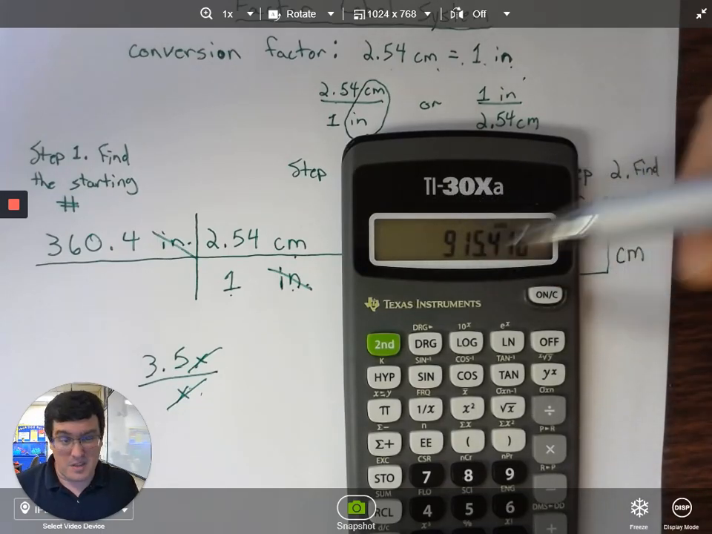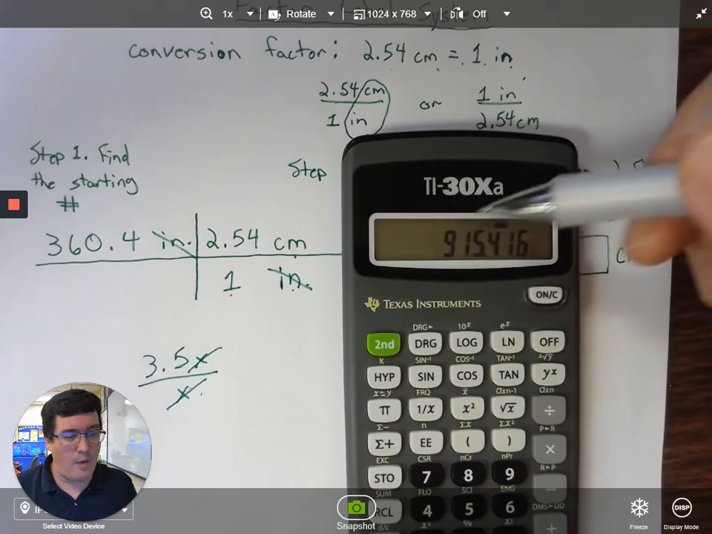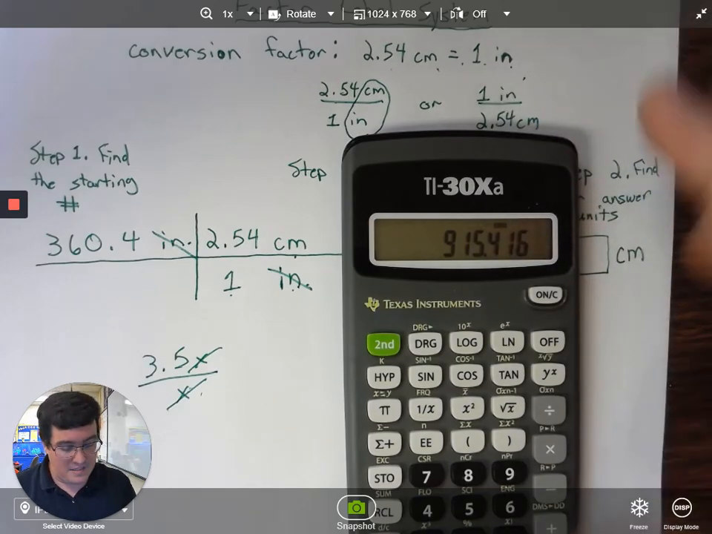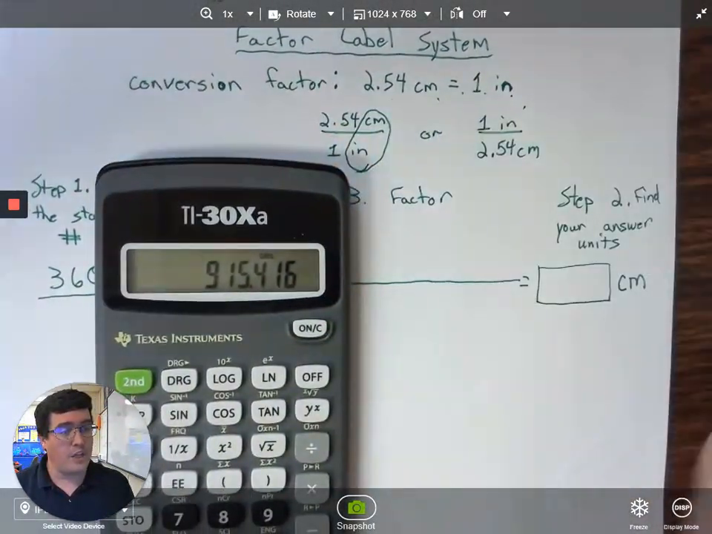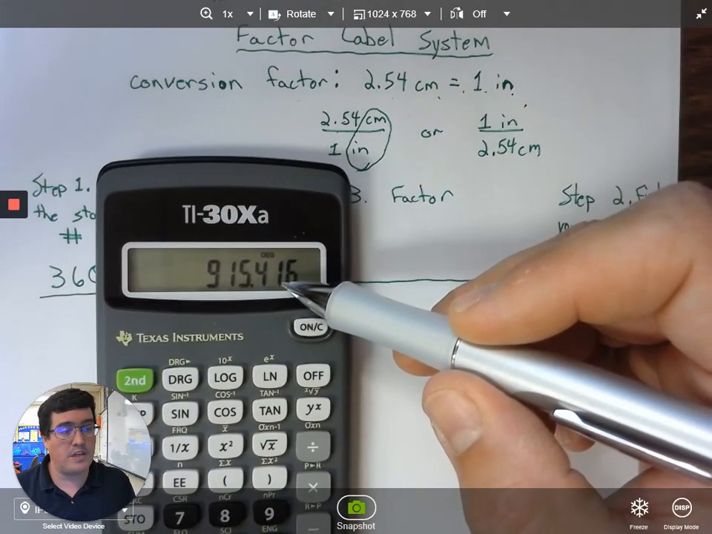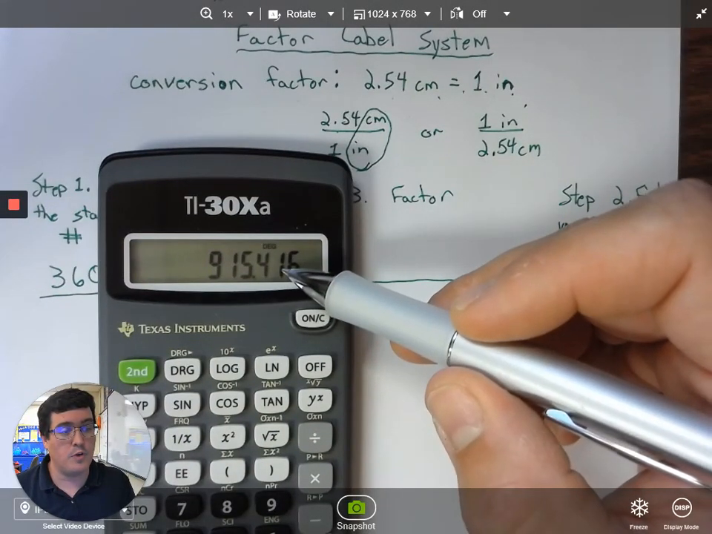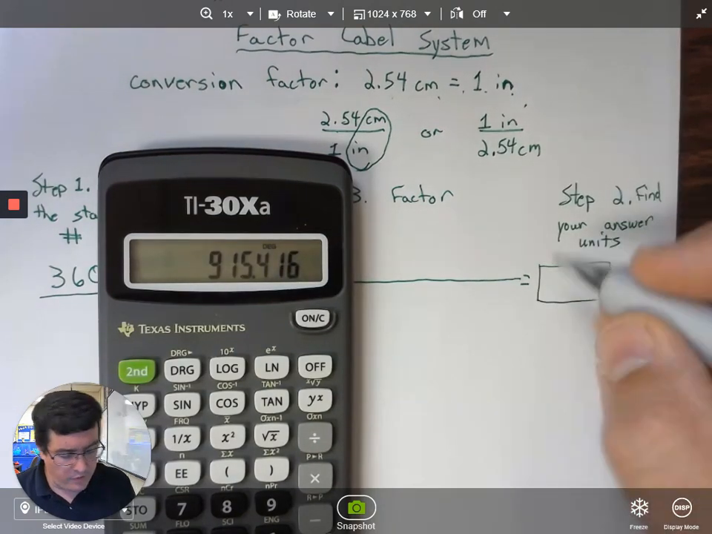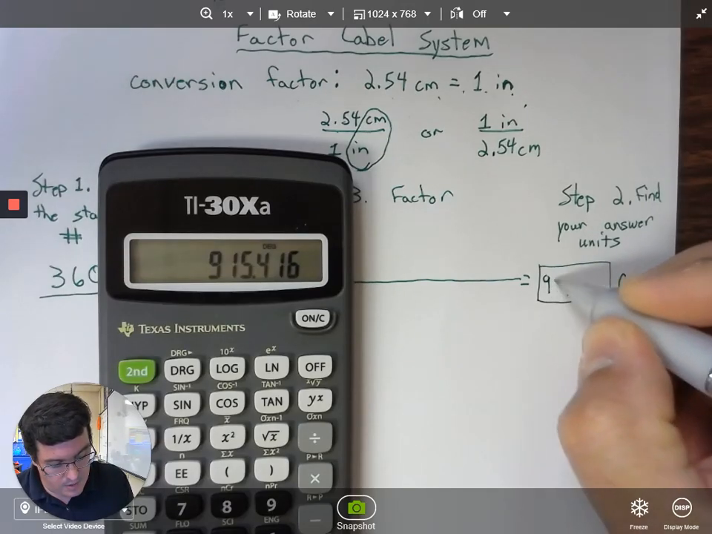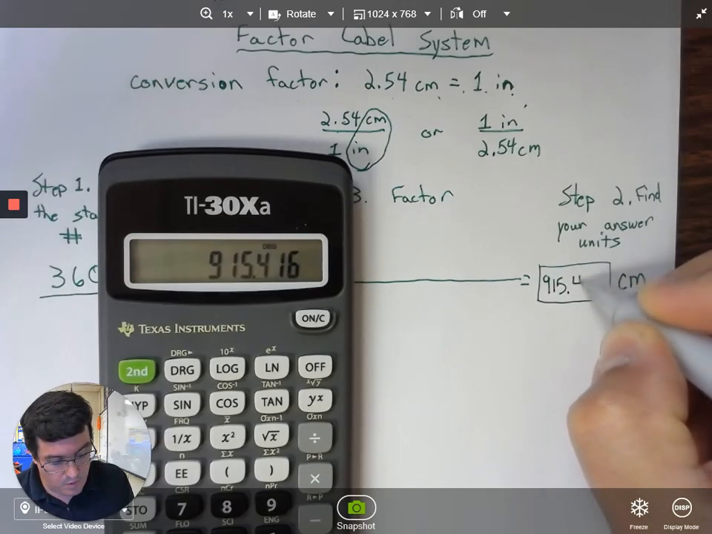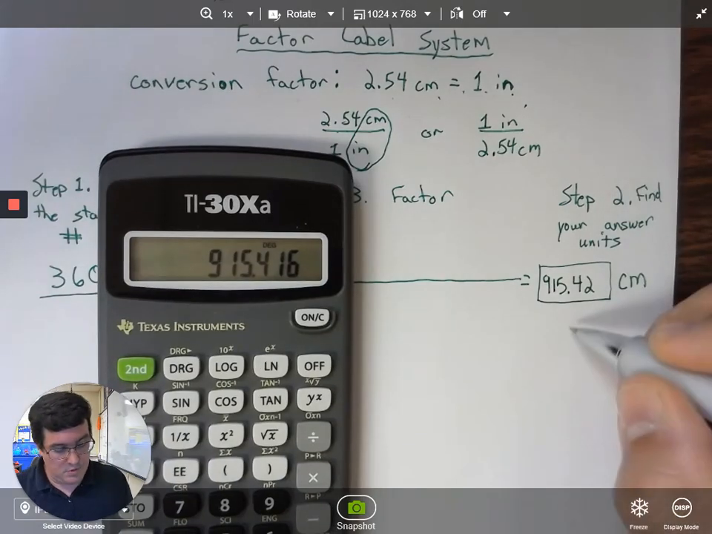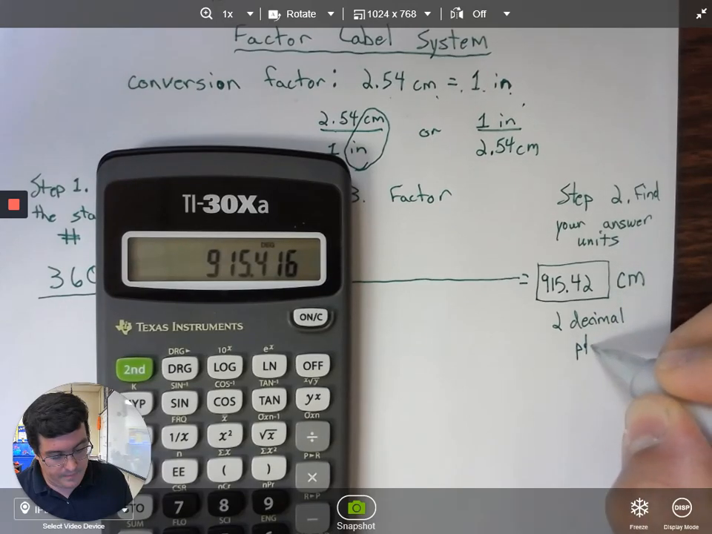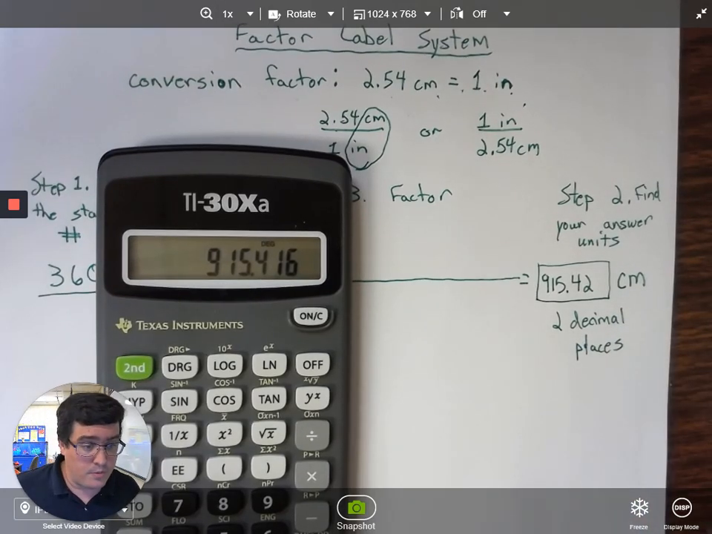Usually, when you see this problem, especially on a test question, it'll tell you how many decimal places to give your answer to. This problem did not. So whenever you don't know how many decimal places to round it to, always round it to the second decimal place. So we'll go over to 4-1. The next number is a 6, so we round up that 1. And by the way, the rounding rules haven't changed. 915.42. 2 decimal places. And that's how you do factor label.